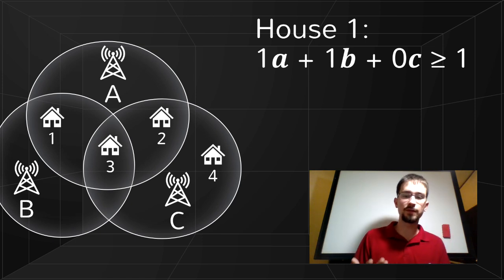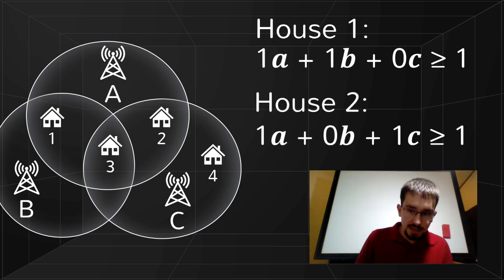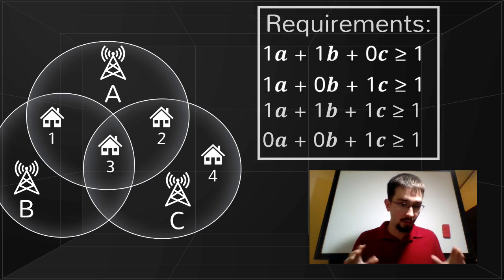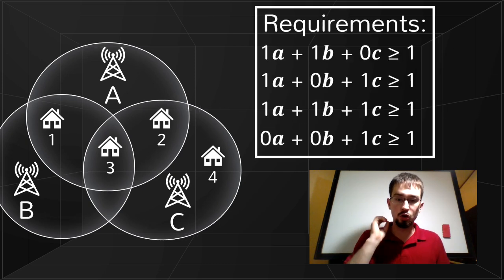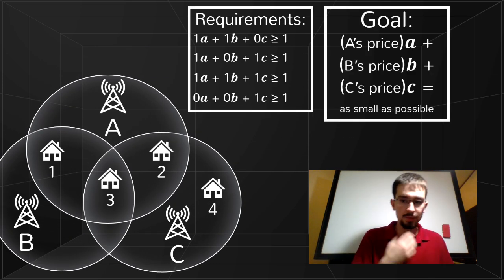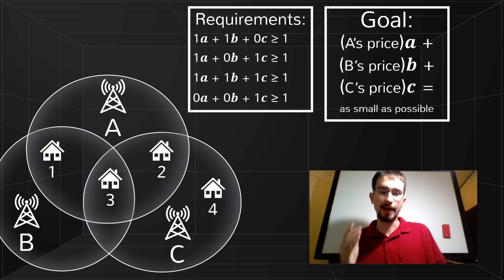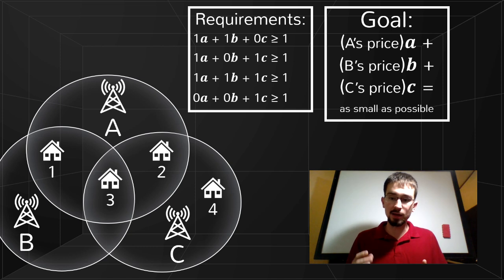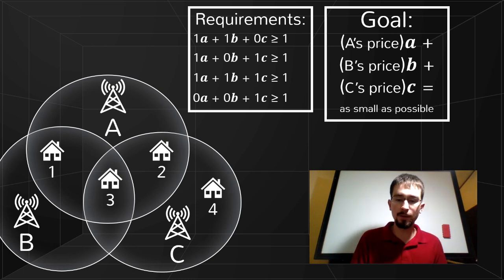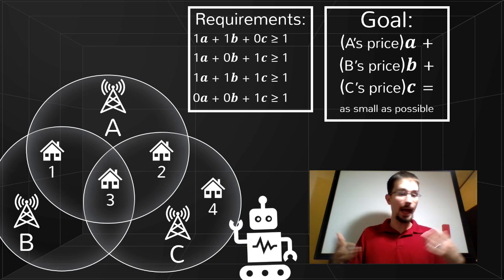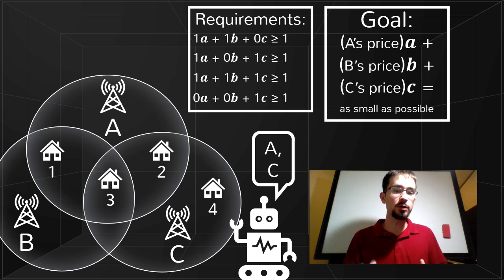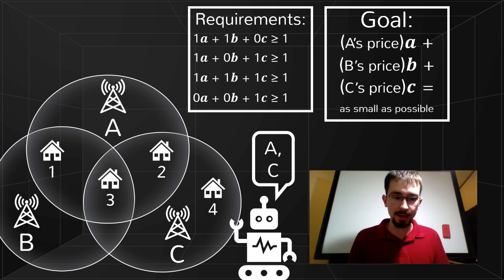For house 2 to receive coverage, tower A or tower C need to be built. Once we have all the requirements, we just need to add a goal. That's just adding up the constant price of each tower times whether or not we decide to build it. We want to make this value as small as possible. Now that it's set up, we just hand over these equations to the super fast linear algebra solvers, and we're done. They'll spit out a solution telling us which towers to build.